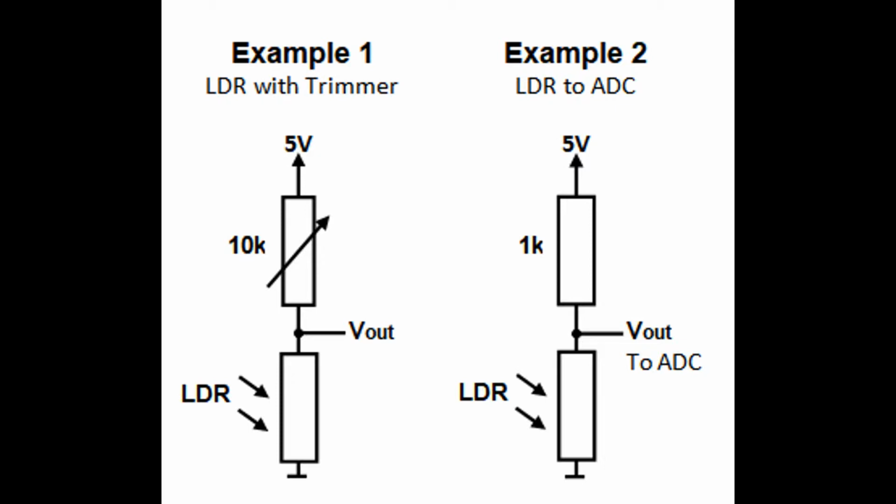This is commonly done by replacing the fixed resistor with a trimmer resistor. Or, if the circuit is using an ADC port on a microcontroller, for example, then you could actually use a fixed resistor and calibrate it within the software. Let's see a real circuit.